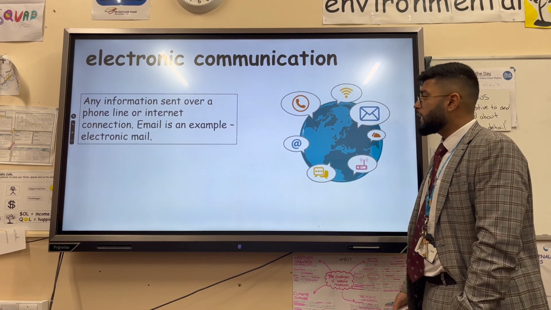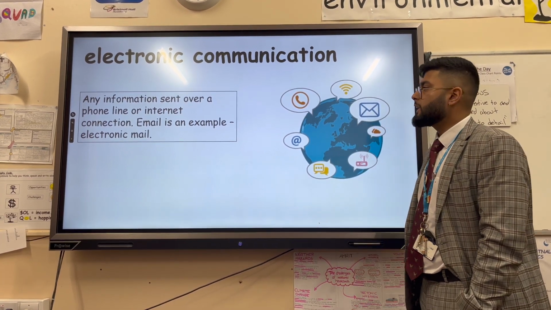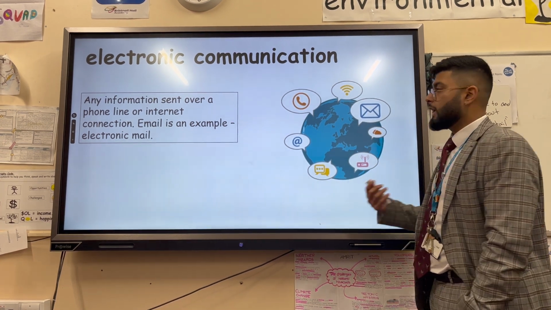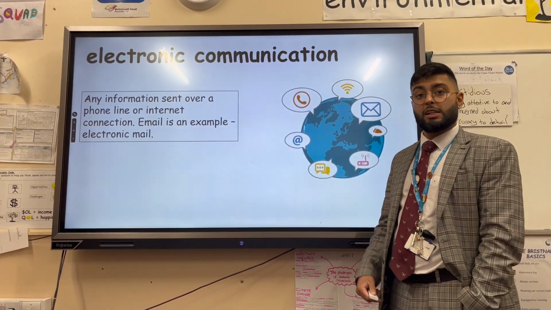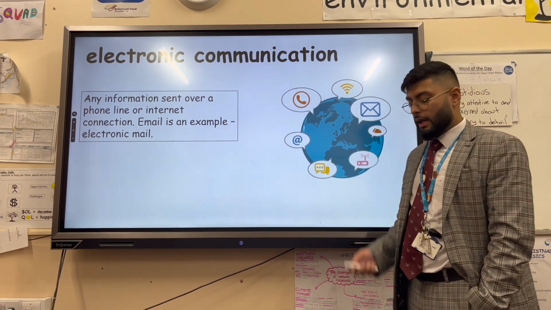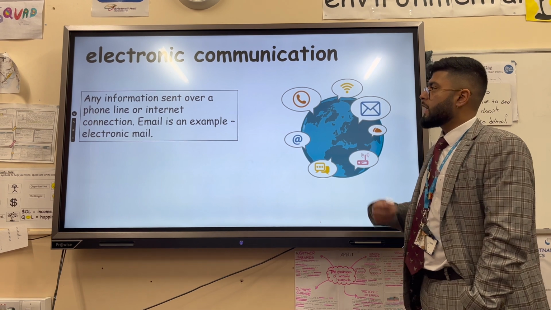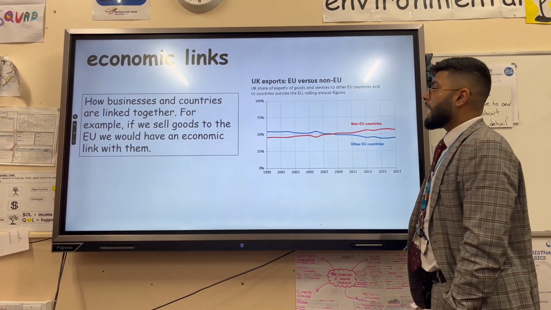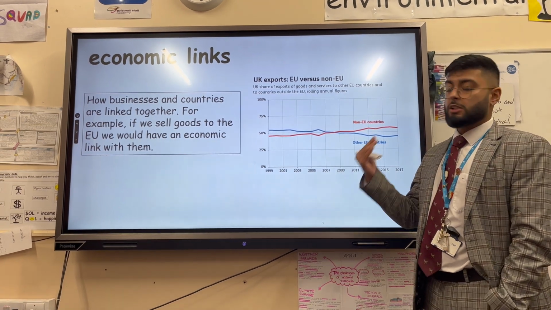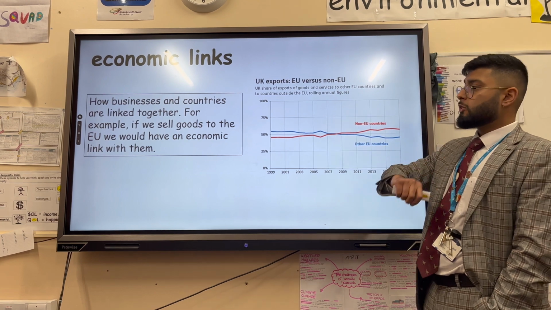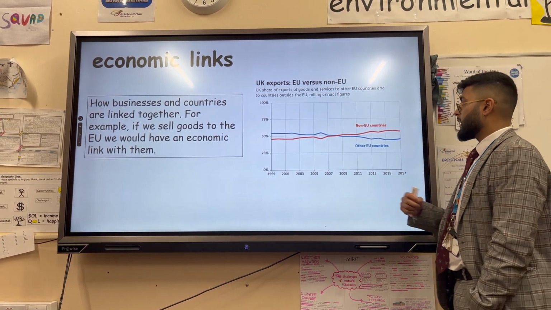Electronic communication are modern forms of communication sent over a phone line or internet connection. For example, an email. An electronic communication has sped up the process of globalization and also sped up economic growth because imports, exports, transactions can happen faster. Economic links, those are how businesses and countries are linked together. Trade is a brilliant example. So for example, if we sell goods to the EU, we would have an economic link with them.